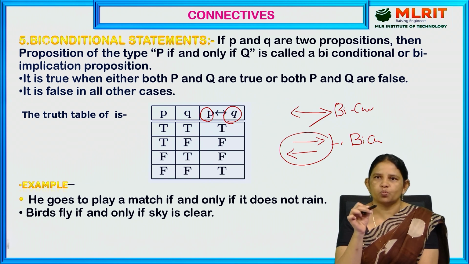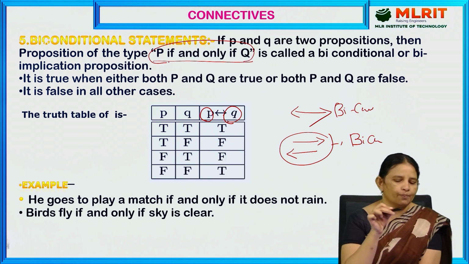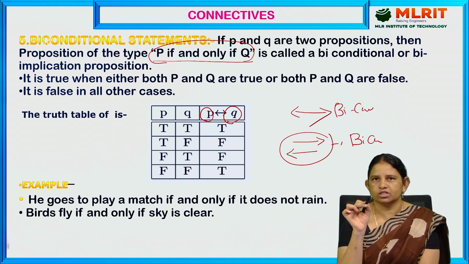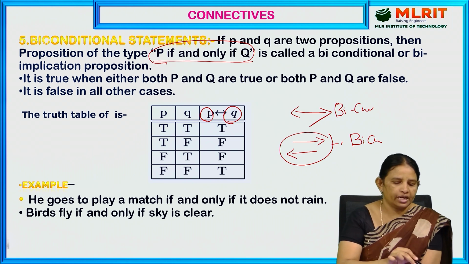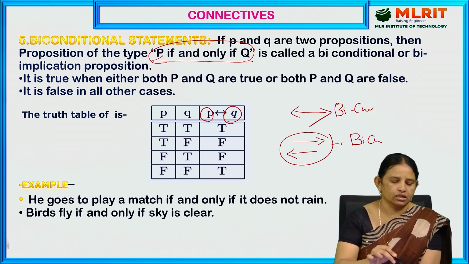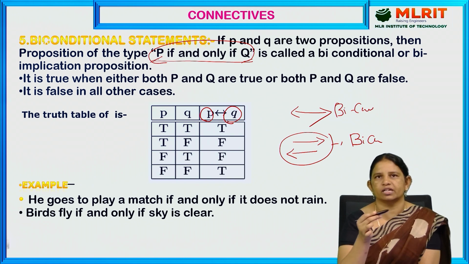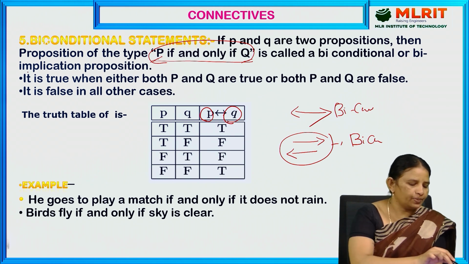What is the corresponding English statement for biconditional? P if and only if Q. It is the English language statement for the biconditional. There are two propositions present in the biconditional. The corresponding English statement is P if and only if Q, so Q is possible if P is possible. That is the biconditional statement. It is also called the bi-implication proposition.